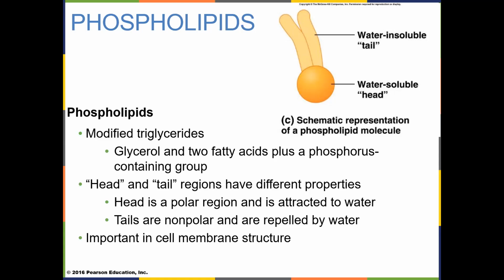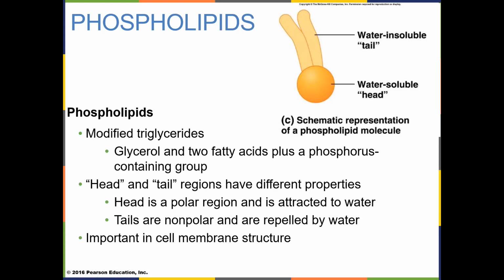Phospholipids are similar to the triglycerides. It only has 2 fatty acid chains. In place of the third chain is phosphorus. The molecule looks something like this. We have the phosphate and the glycerol here, and the 2 tails here. So we have a head and tail region.